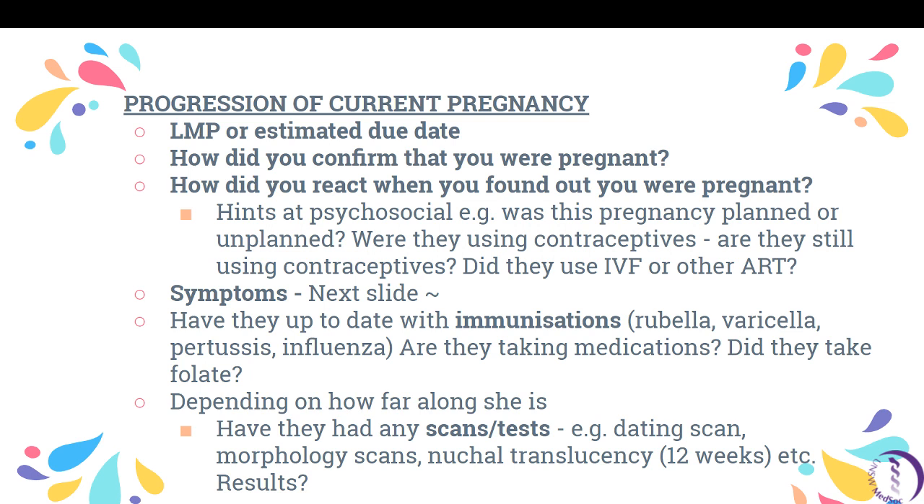And then depending on how far along she is, you can ask if they had any scans or tests done. So for example, dating scan, morphology scans, nuchal translucency, which is done at 12 weeks, and so on. And you also want to know the results of any scans that they've had, okay? So that's what you're asking for a current pregnancy. So again, just seeing how they are with their current pregnancy, okay?